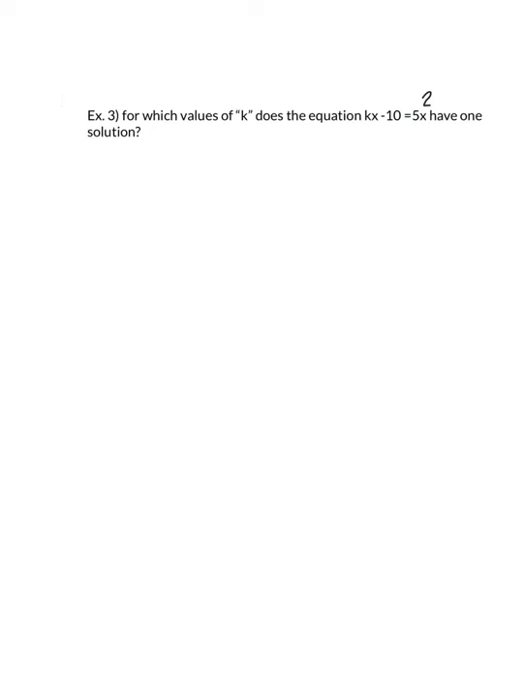In our third and final example, we're going to be solving for k. So in this expression, kx minus 10 equals 5x squared, we need to find the value of k that would give us only one solution. So again, we're going to think back. We know that when our discriminant is equal to 0, that gives us one solution.